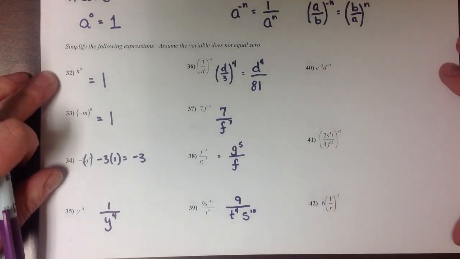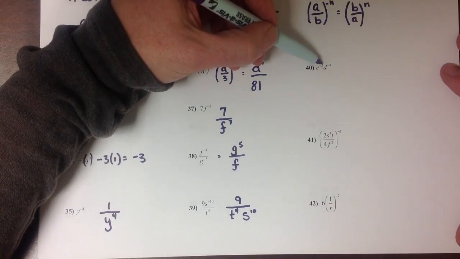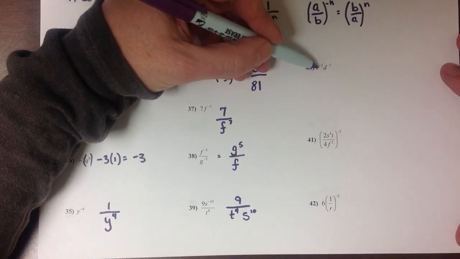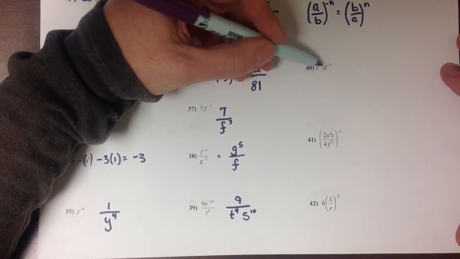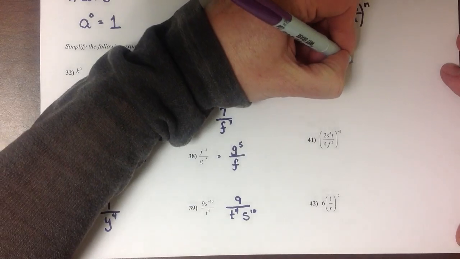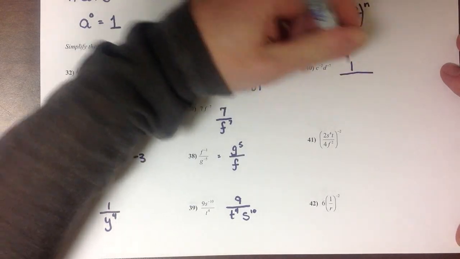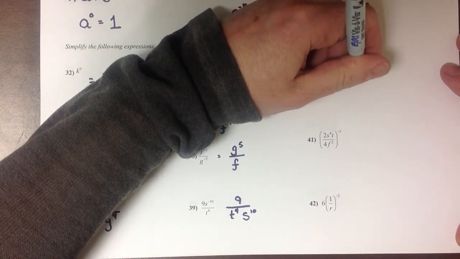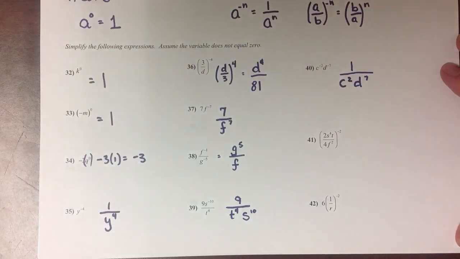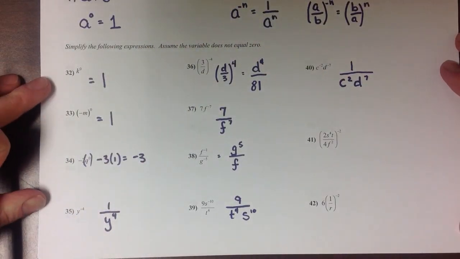In this next example, c to the negative 2, d to the negative 7, both of these variables have elevator passes with those negatives. So we're going to end up with a 1 on the top and a c squared d to the 7 on the bottom.